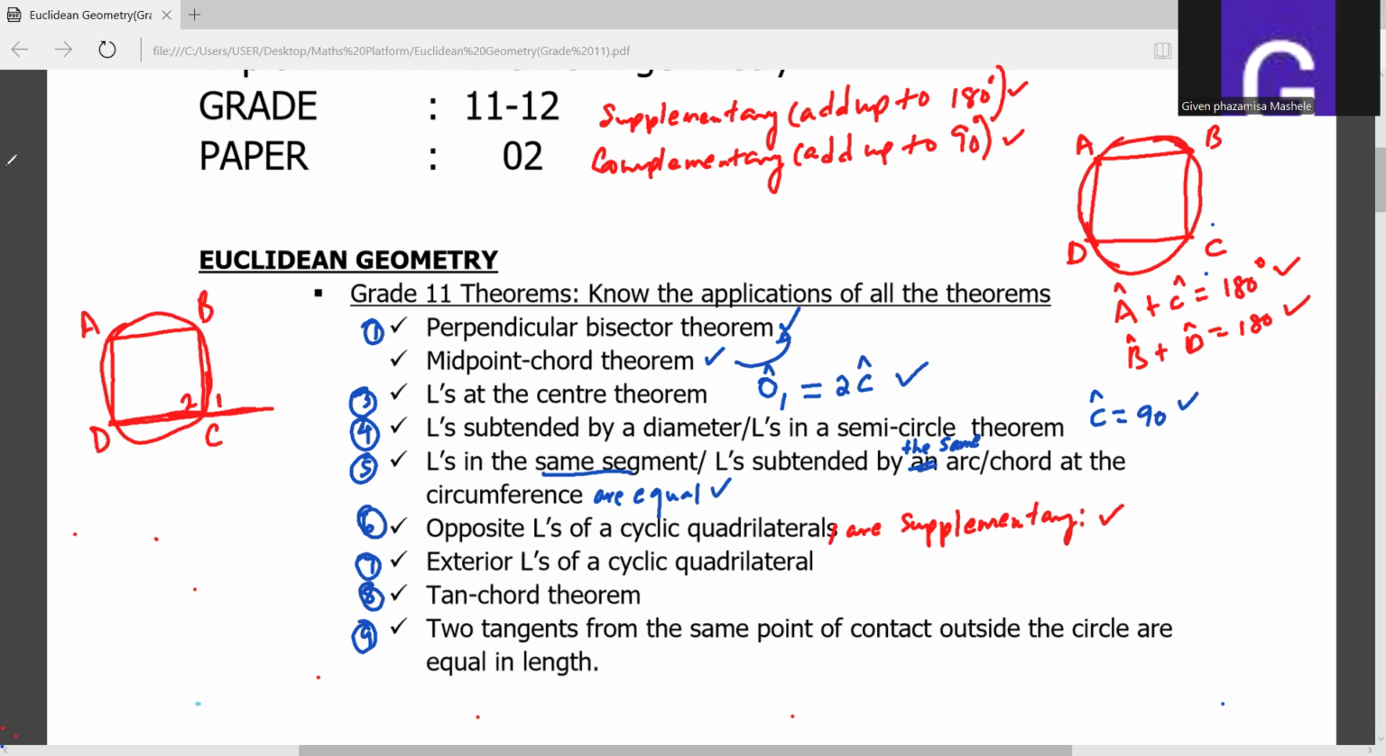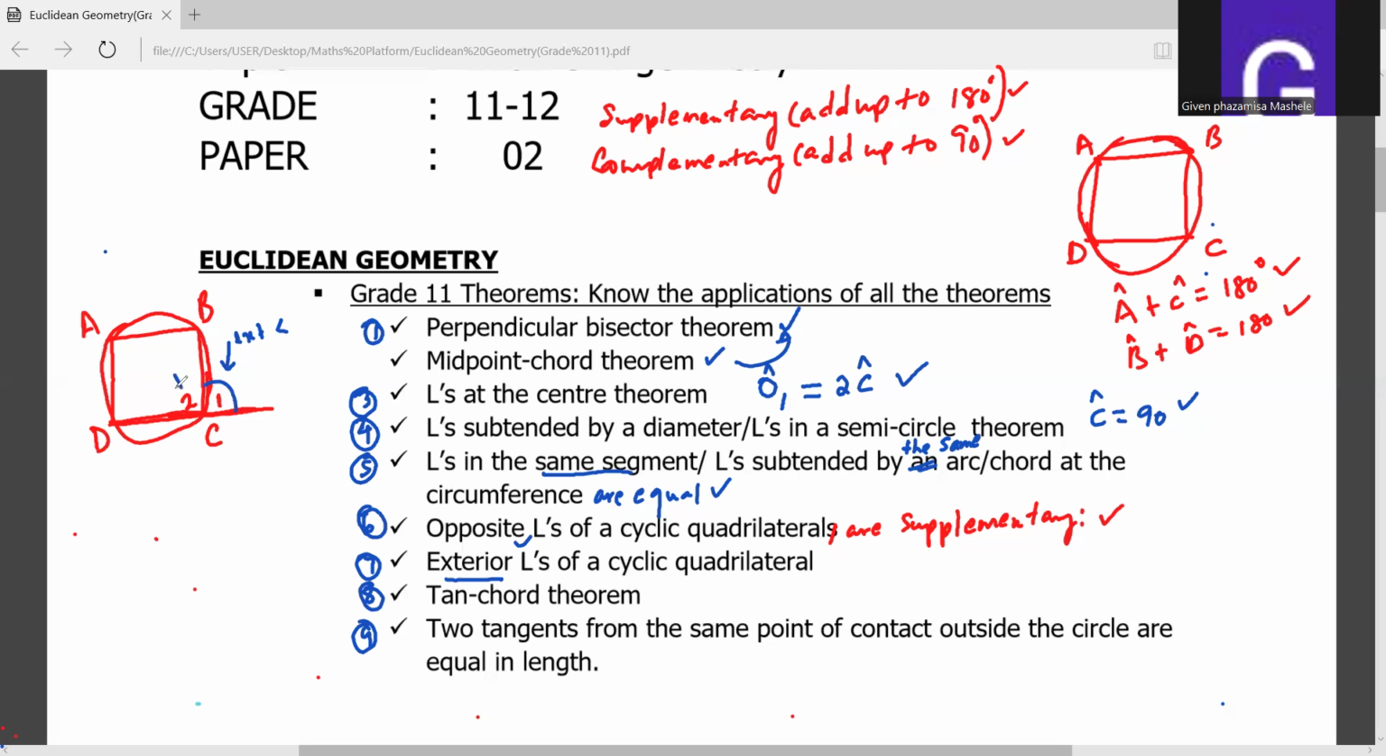I want to explain this theorem, guys, so that it will be easier for you when you're answering questions. According to the theorem, an exterior angle is the angle which is outside that cyclic quad. So this is our exterior angle. The exterior angle of a cyclic quad is equal to the opposite interior angle. What does it mean? Listen to me very well. C1 is an exterior angle.